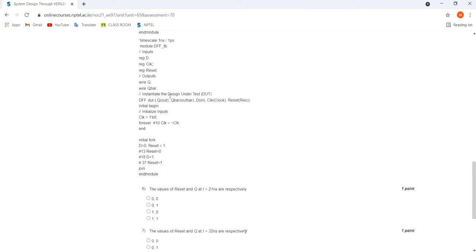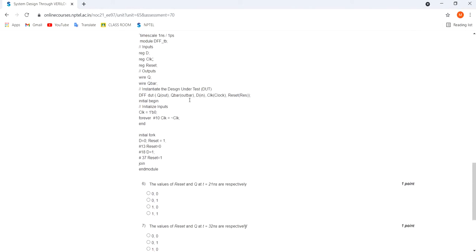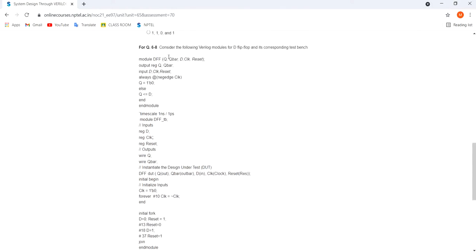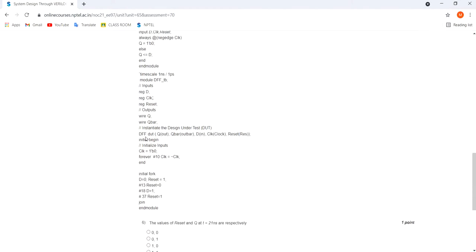Here we instantiate the design under test. At this statement we have instantiated the DFF, module DFF, DUT, with Q connected to out, Q bar to out bar, and in equal to D. Here out means Q, out bar is Q bar, in is D. D, clock and reset are the inputs and Q, Q bar the outputs of the normal DFF Verilog code, but in the DUT, Q is represented as out and Q bar as out bar.